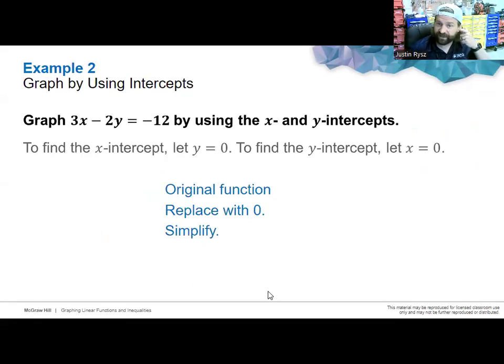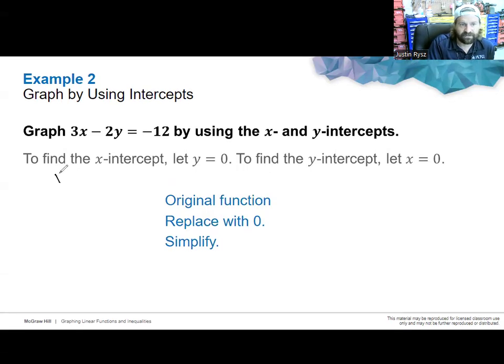Now, another way that we can graph a line is by looking at the x-intercept. Remember, a line is straight. So if we get 2 points on the line, we can just get a ruler to connect the rest of them. So 2 points that are easy to find are the x and y intercepts. To find the x and y intercepts, we're going to do basically the same step, but depending on the variable. If we want to find the x-intercept, we take the original function, 3x minus 2y equals -12. We're going to make the y equal to 0.